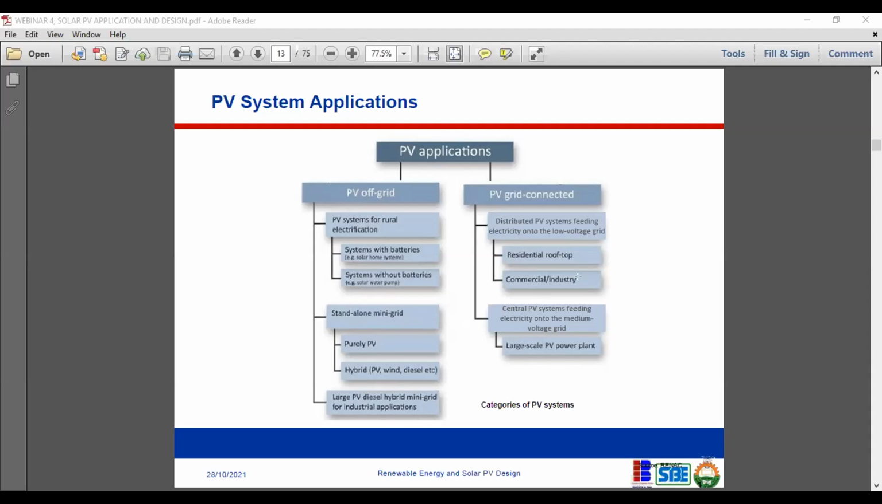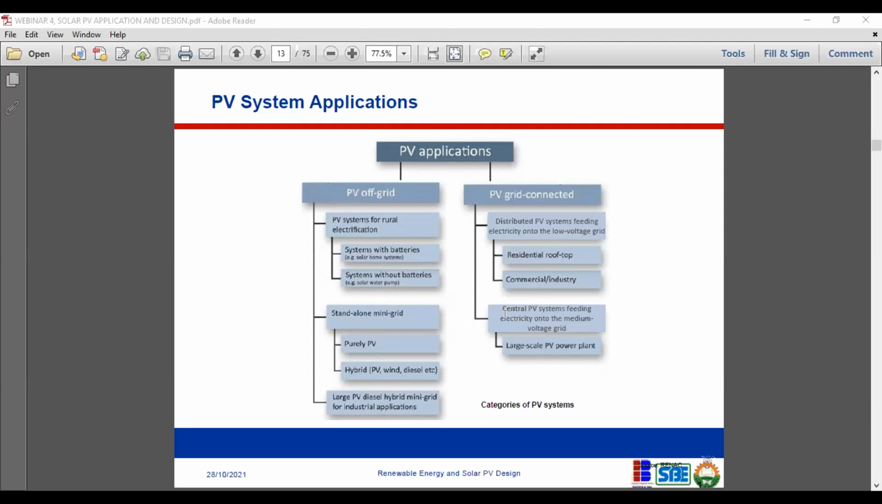You could have a solar system in a particular region and you're selling all of the energy to the grid. Okay, so that is commercial, and of course, maybe industrial solar PV installations that are connected to the grid.